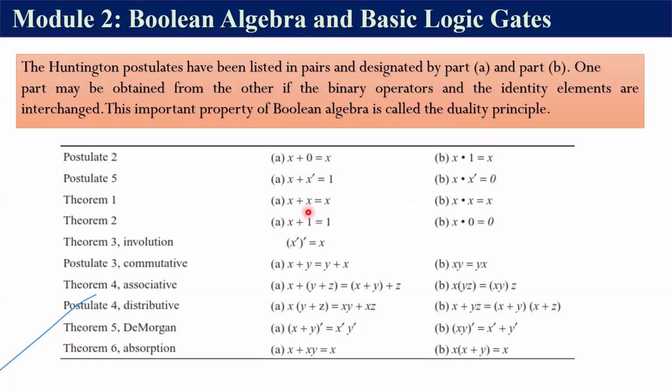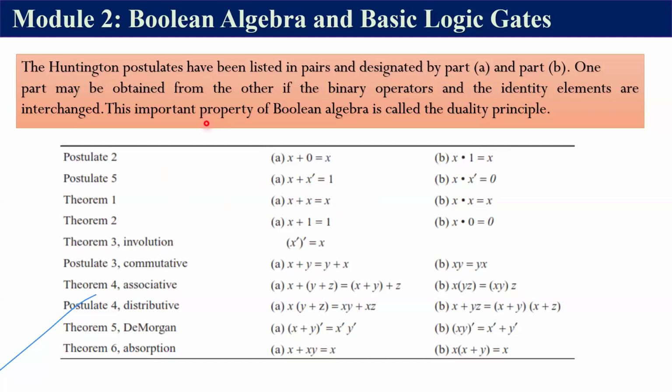Now, we have the duality principle. You have the A part of the postulate or the theorem. You have the B part, okay? So if you look at postulate number 2, for instance, talking about if you have x plus 0. We have talked about this today, okay? It will give you x. Because if x is 0, 0 plus 0 will give me 0. If x is 1, 1 plus 0 will give me 1. So x plus 0 will give me x. The same thing, if I have x and 1, will also give me x. Because if I have 1 and 1, it will give me 1. If I have x as 0, 0 and 1 will also give me 0. Okay? Those are some of the things that you need to look at and how it works.